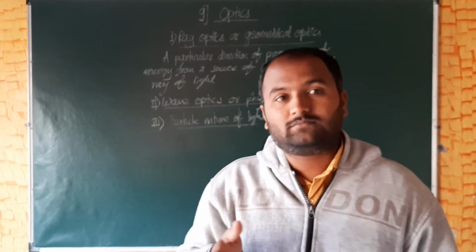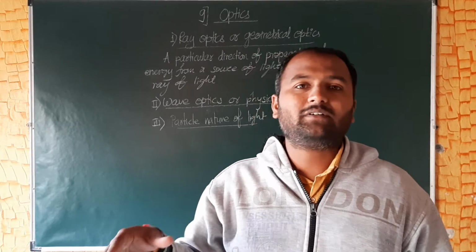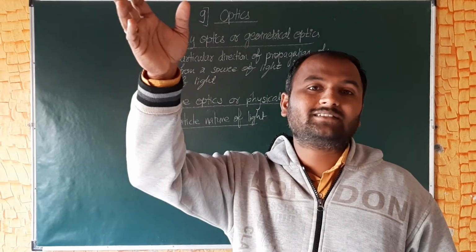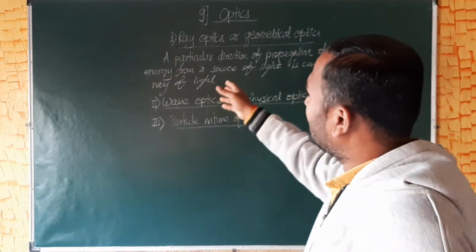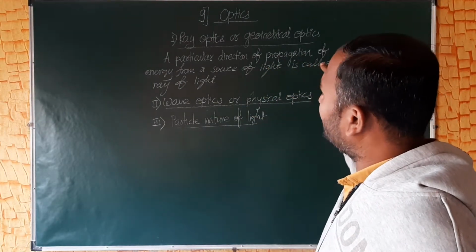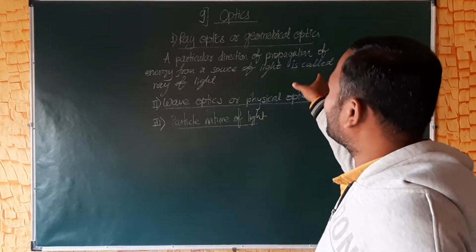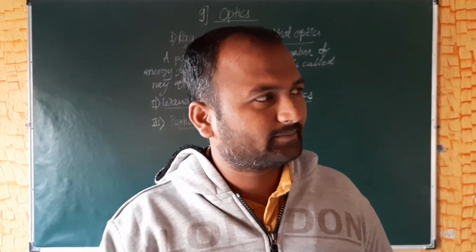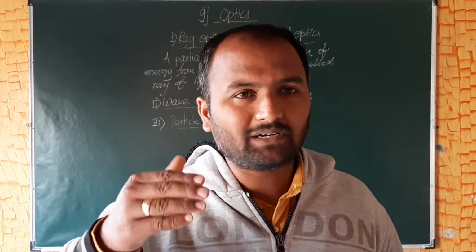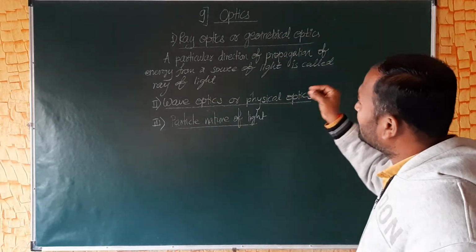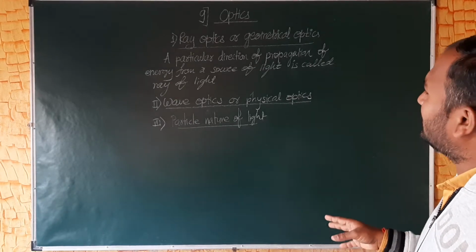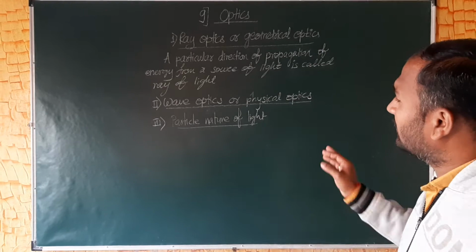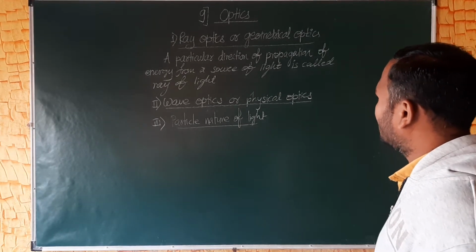The rays do not just travel, they pass their energy. So a particular direction of propagation of energy from a source of light. For example, suppose the sun is the source of light which passes the energy. So a particular direction of propagation of energy from the source of light is called a ray of light. Second, wave optics or physical optics.